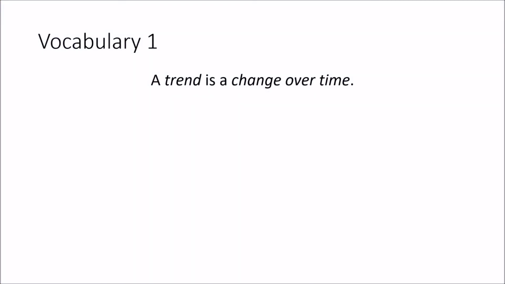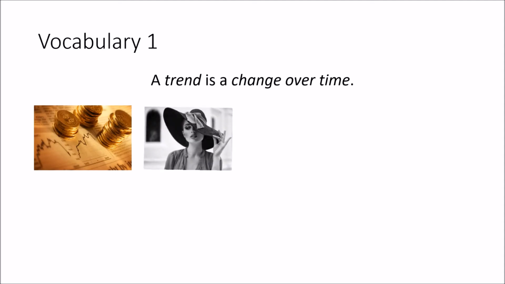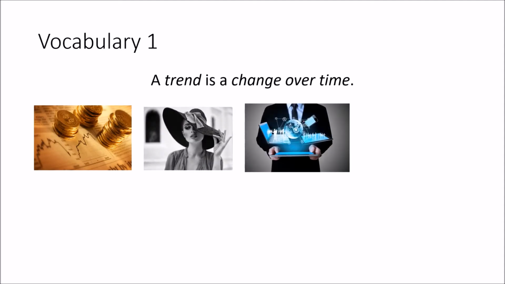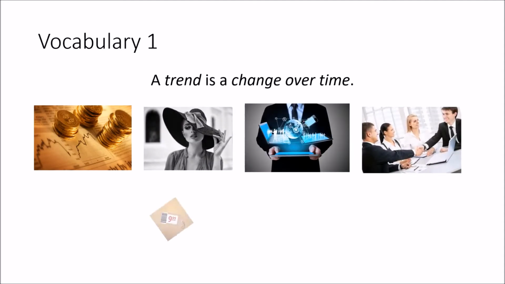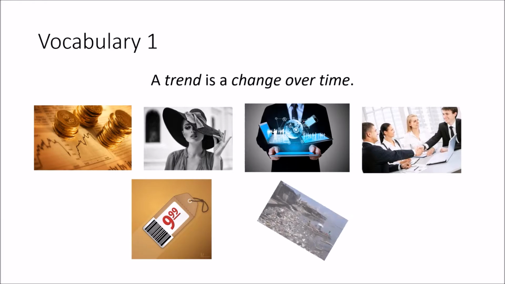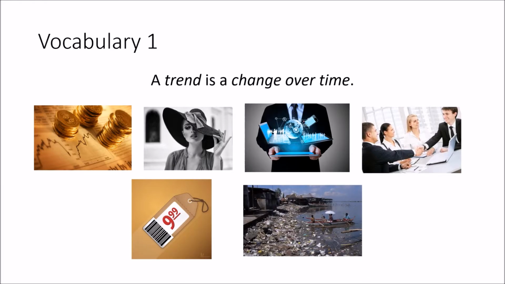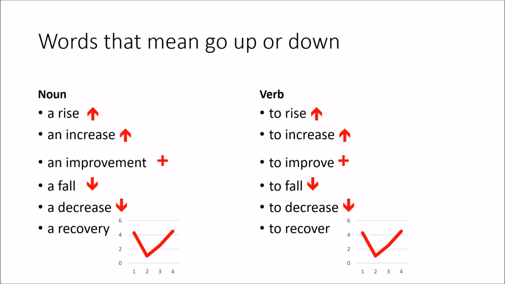A trend is a change over time. We talk about trends in many areas, for example, finance, fashion, technology, business, to talk about prices, and problems like pollution. Here are some common verbs that mean to go up or to go down. Many of these can be used as a noun, like a rise, and a verb, to rise. Pause the video and study these words.